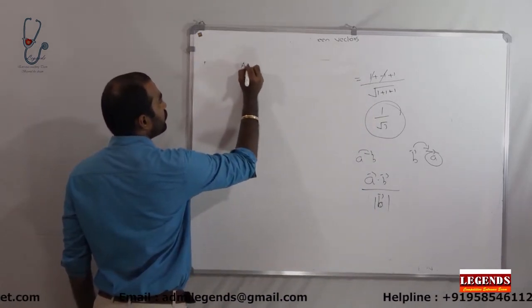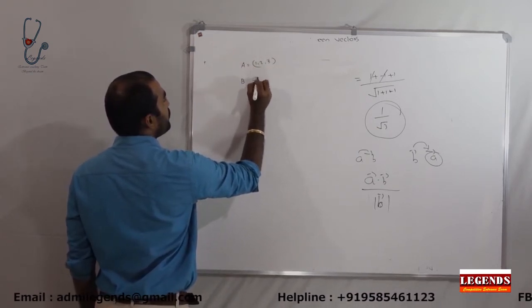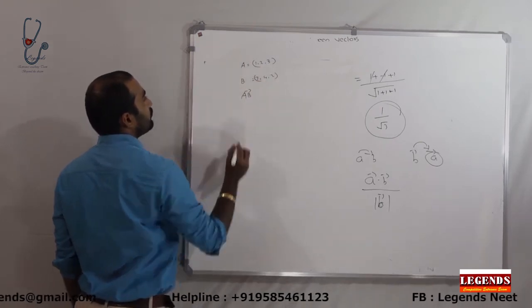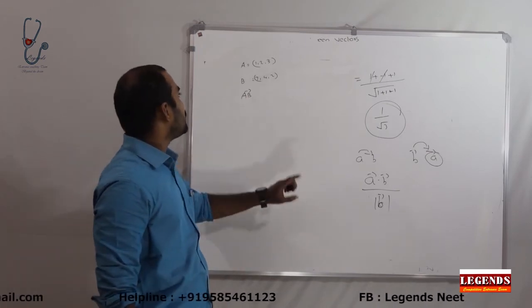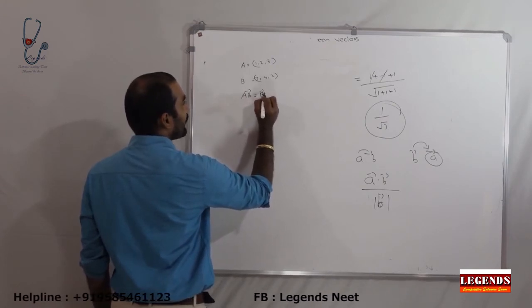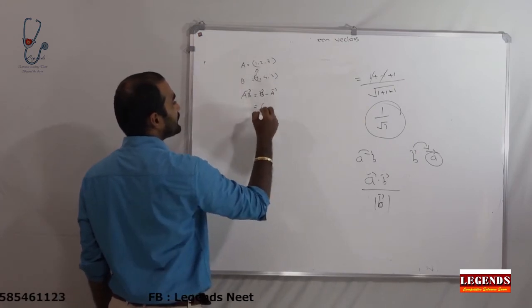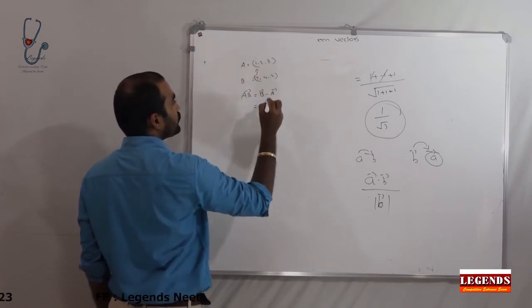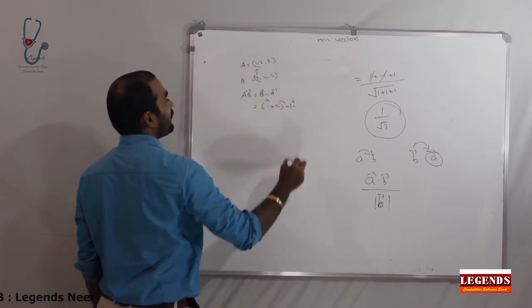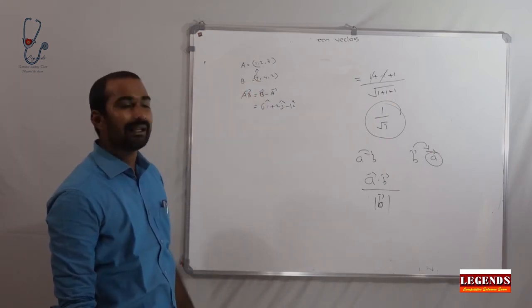Here A is equal to 1, 2, 3 and B is equal to 7, 4, 2. Find the AB vector. AB vector is equal to second vector minus first vector. That means 7 minus 1 is 6, so 6i. 4 minus 2 is plus 2, so 2j. 2 minus 3 is minus 1, so minus k. AB vector is equal to B vector minus A vector.